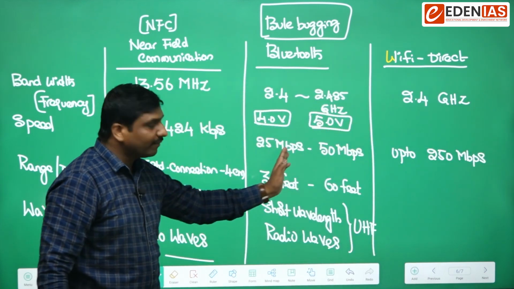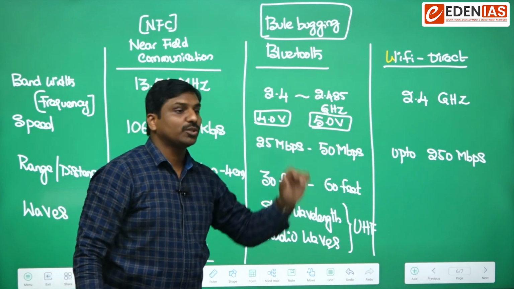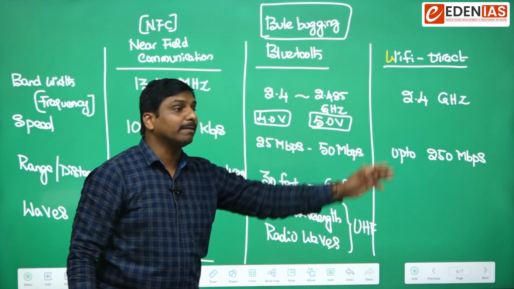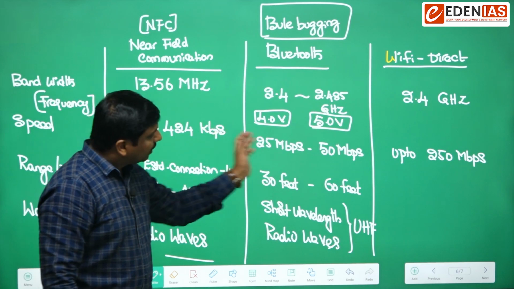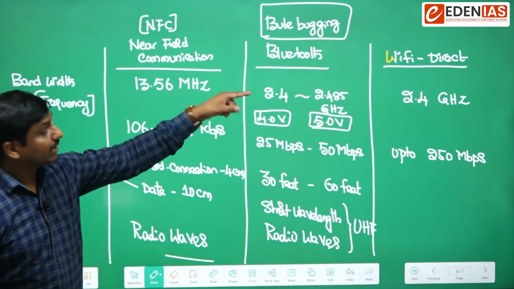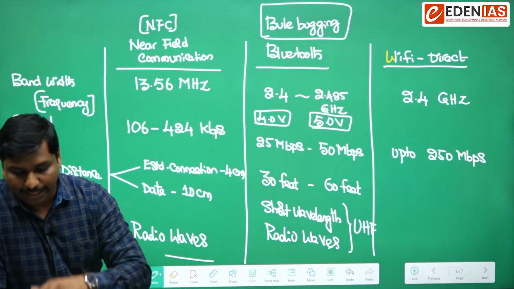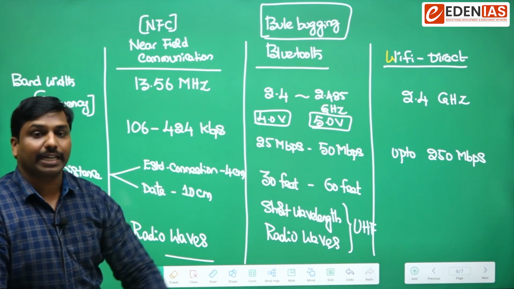Can you see 25 Mbps? Where is 25 Mbps and where is 250 Mbps? That means more than 10 times the speed of data that can be transmitted in the same time. So that is the advantage of Wi-Fi Direct. Okay, so then what is the distance over which we can send the data?